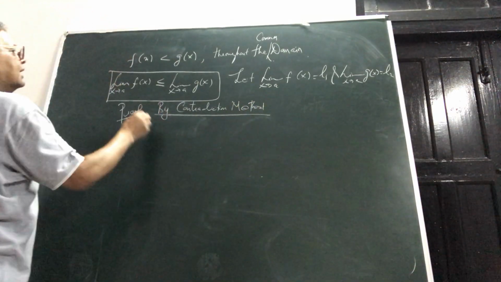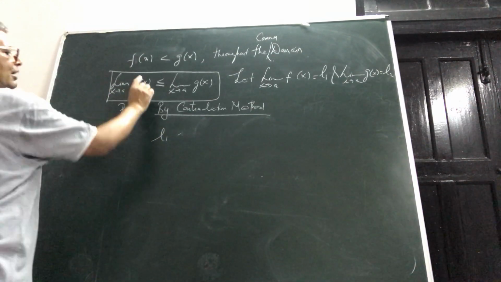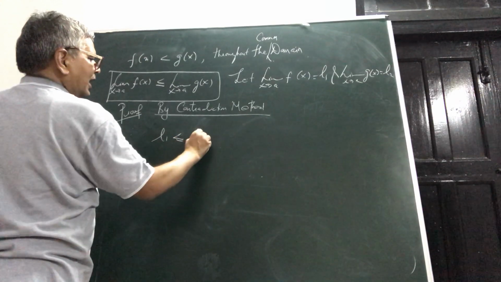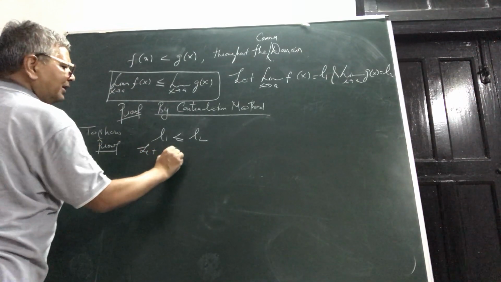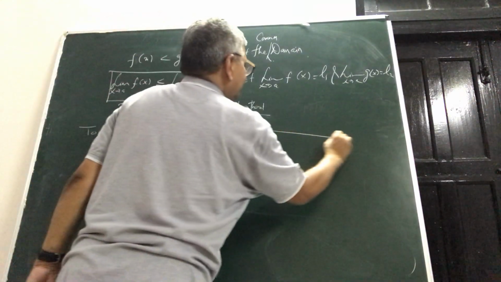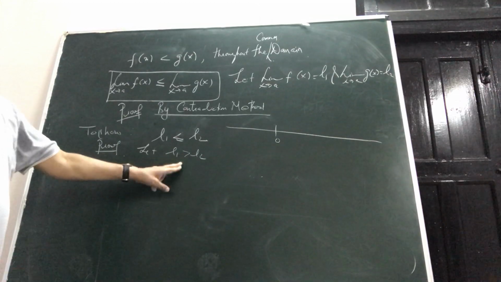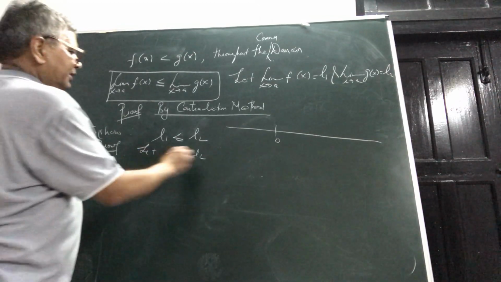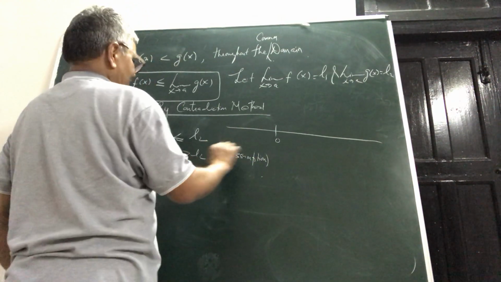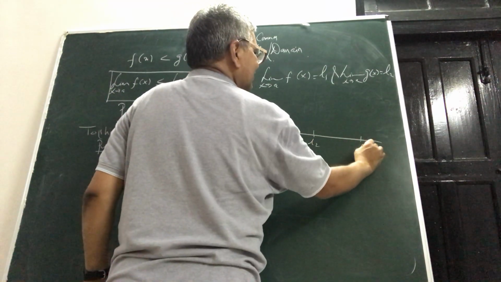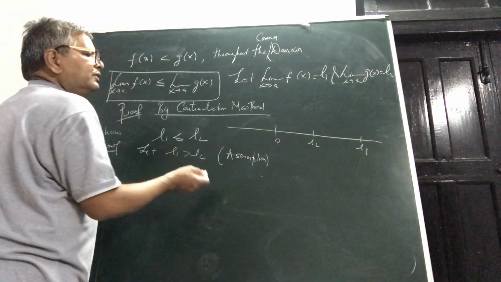How? So what essentially we have to show is that the left hand limit, that is L1, is less than or equal to L2. So proof. Let L1 be greater than L2. This is our assumption, and we will contradict it. So let this be L2, this be L1. So when L1 is greater than L2, what you can do is the following.